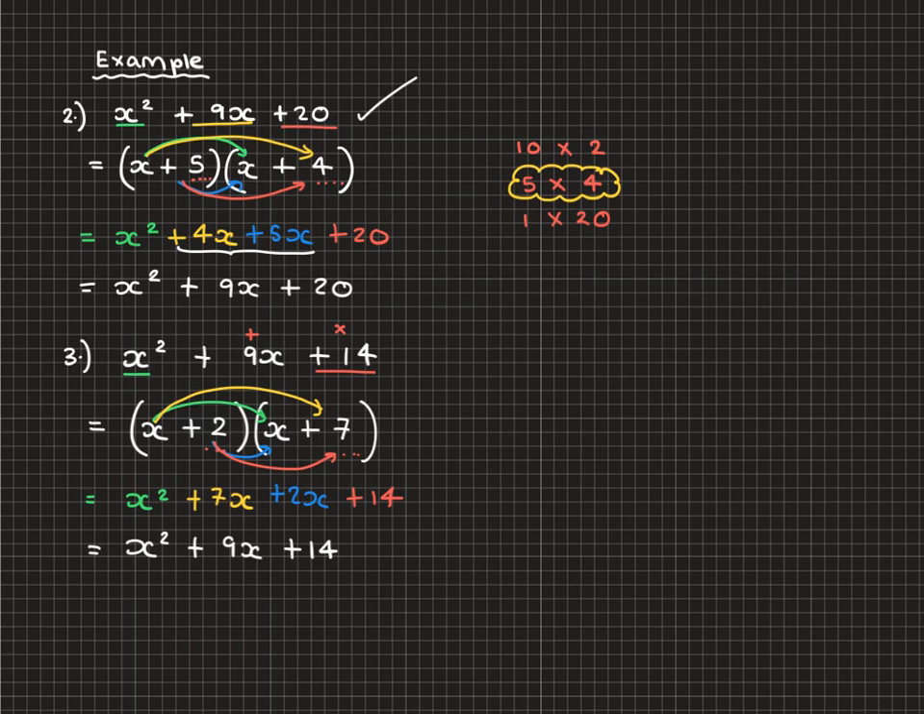Now, a quick question here. We wrote the answer as x plus 2, x plus 7. Could we have written the answer a different way? Well, yes. Multiplication is commutative, so we could have written the answer as x plus 7, x plus 2. So the identical brackets, but we've just switched the order in which they're written down. And if you want to, you can double check by expanding this second version, but it will give you exactly the same answer as previously.